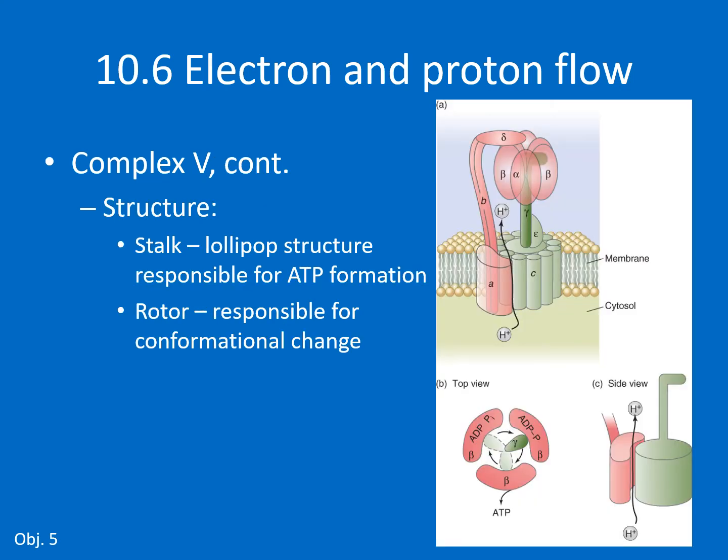So here's what complex 5 looks like. It's a little bit strange. I guess all proteins look a little bit strange though. So it has a stalk, this lollipop structure here, which is responsible for ATP formation. So that's what's going to be identified in red right here on this particular image, the stalk. And the rotor, identified in green, is what's responsible for the conformational change. And that conformational change, as the protons flow through the rotor, through the green part, is what's going to drive the ATP formation in the pink part, in the stalk.